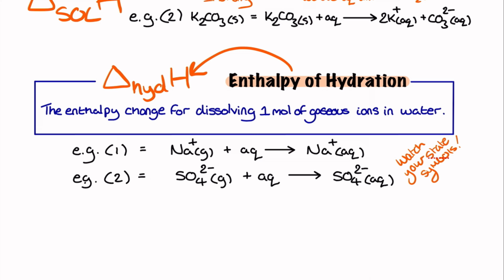The specification currently defines enthalpy of hydration as the enthalpy change for dissolving 1 mole of gaseous ions in water. The reaction equation here is essentially a glorified state symbol change, and it's another use of the aqueous state symbol in the reaction equation instead of using H2O. As I've already mentioned, we don't want to introduce a load of extra hydrogens and oxygens, which messes about with the balancing, when all we're trying to do is get something to dissolve in water.